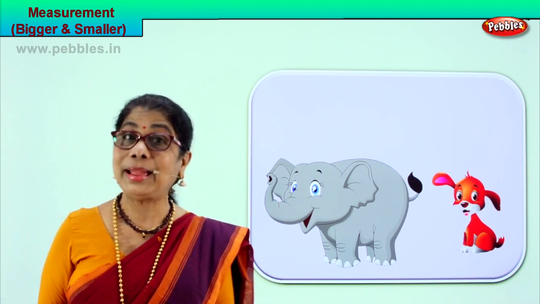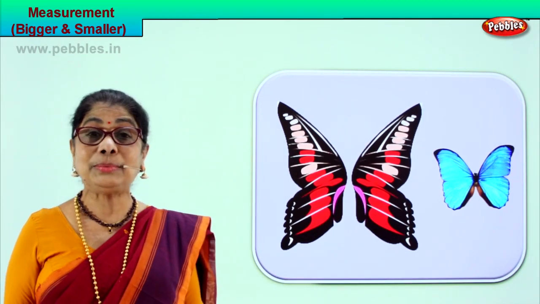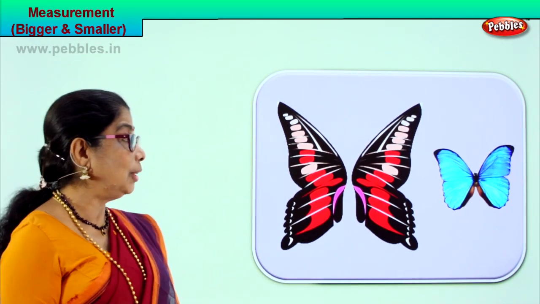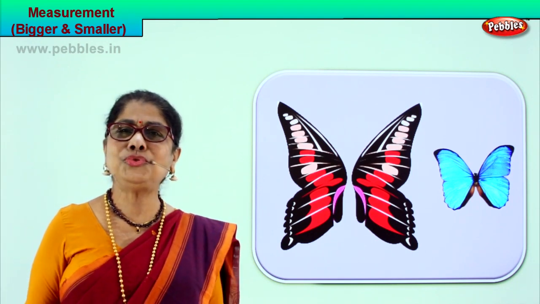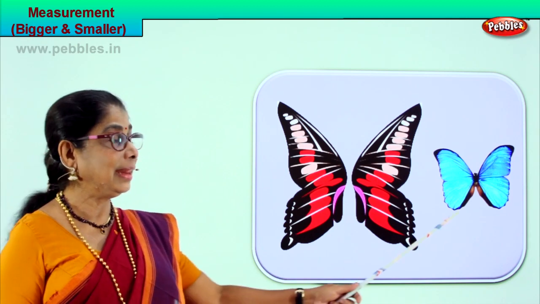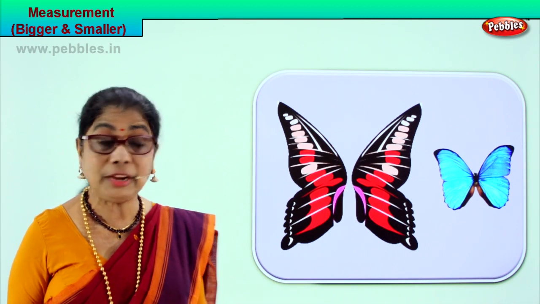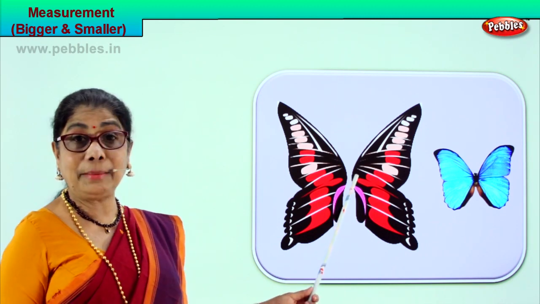What are we learning? Measurement. Yes, we are learning two beautiful measurements. What are they? Bigger, smaller. Look at this picture. We have two butterflies here. We have a red one and the blue one. Two butterflies. And which is the bigger butterfly? Certainly the red and black.